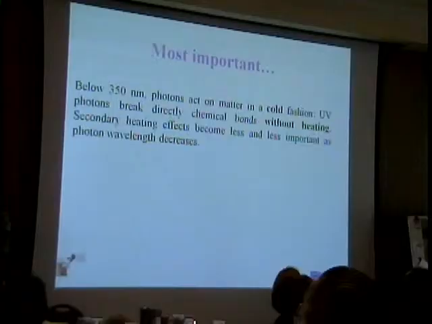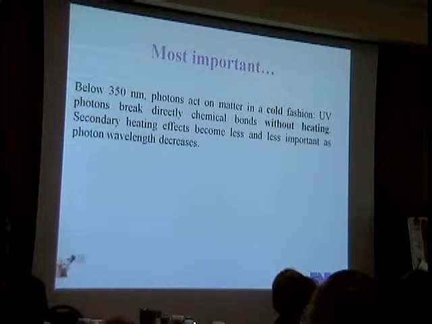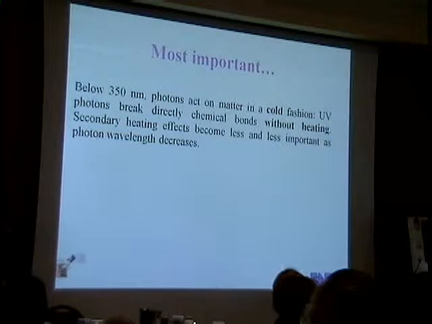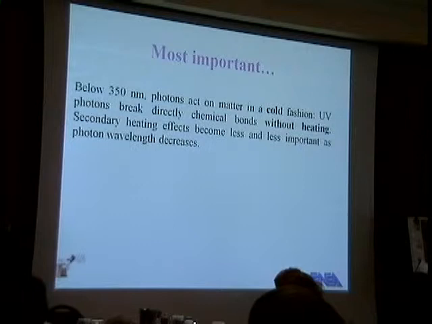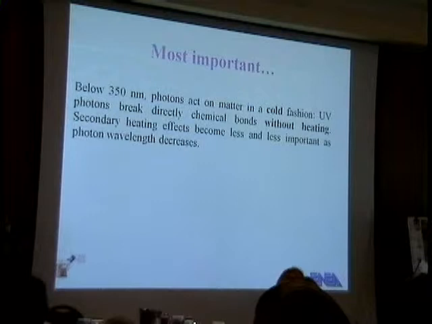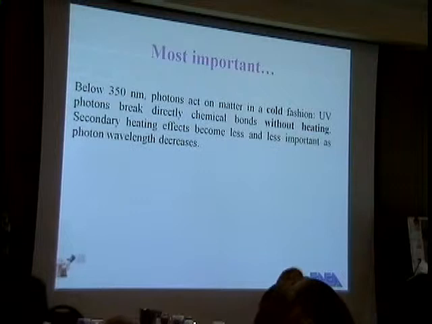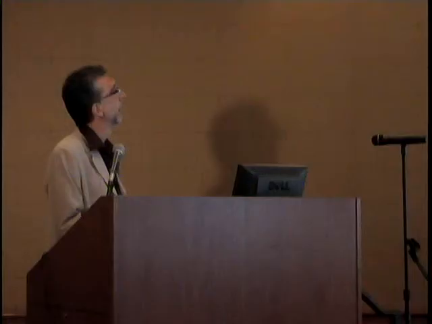But the most important point to be underlined is that ultraviolet photons, especially those having a wavelength shorter than 350 nanometers, interact with matter in a cold way. That means without important heating effect, on the contrary of infrared. That is, the ultraviolet photon breaks directly chemical bonds without dissipating heat. Actually, it may be that there are some second-order effects with the heating, but they become less and less important as the photon wavelength decreases.